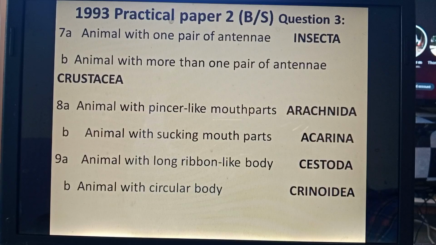Animal with pincer-like mouth parts, arachnida. Animal with sucking mouth parts, acarina. Animal with long ribbon-like body, cestoda. Animal with circular body, crinoidea.